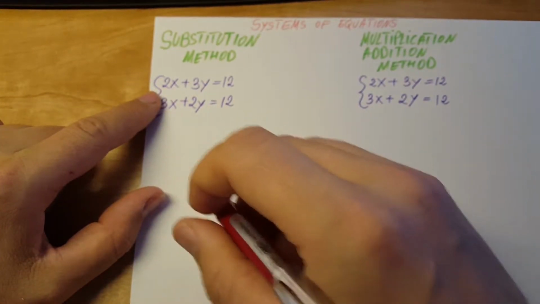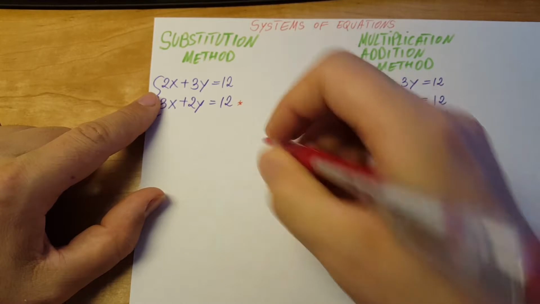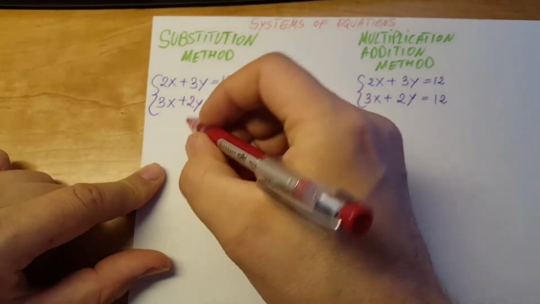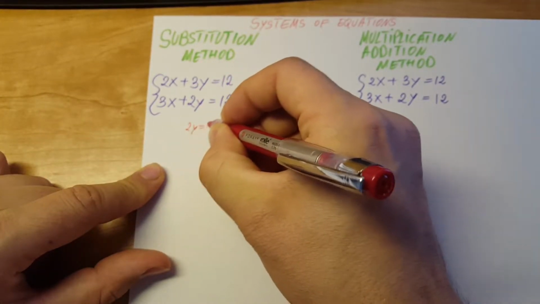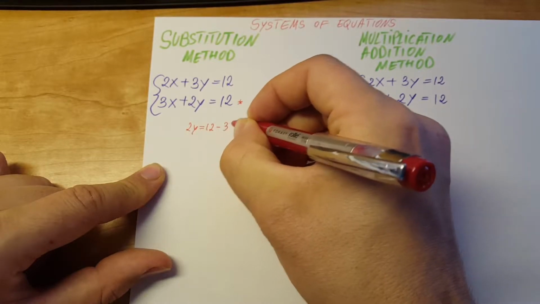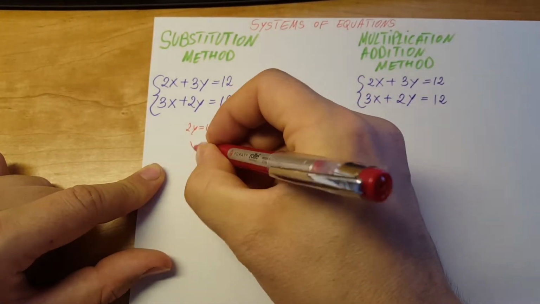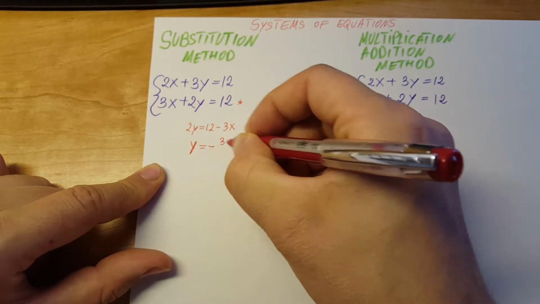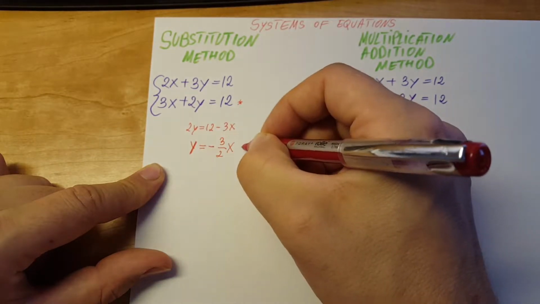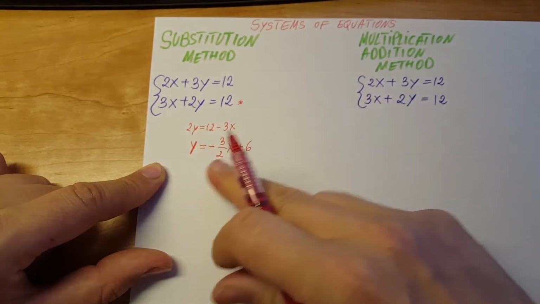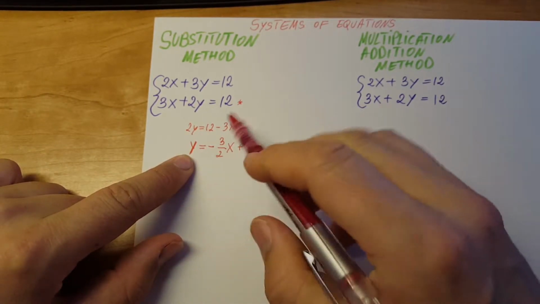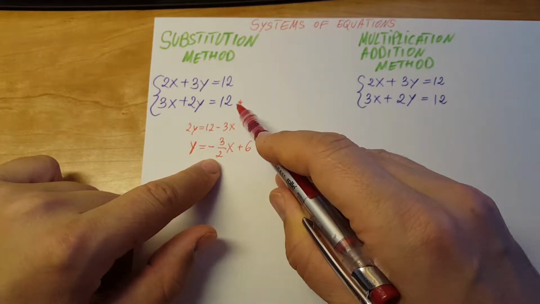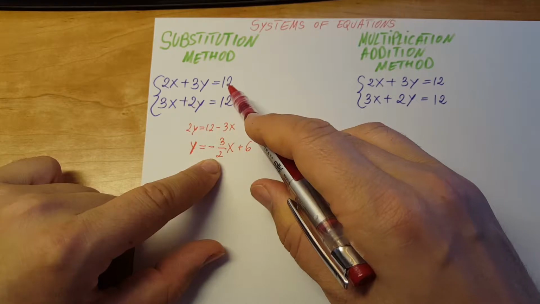This is our system. We're gonna start with, let's say, our second equation, and we're gonna solve for y. 2y equals 12 minus 3x, from where y equals negative 3 over 2x plus 6. Now that we have this one, we're gonna take this form of the second equation and plug it into the first one.